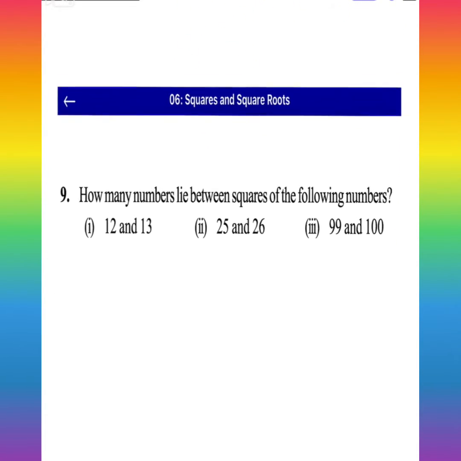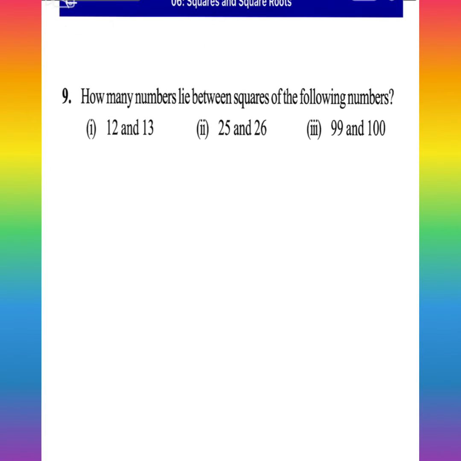Here is question number 9: how many numbers lie between the squares of the following numbers, that is 12 and 13? It means that if we square 12, we will get a number, that is 12 square equal to 144, and 13 square equal to, this is again, 169. So how many numbers lie between 144 and 169?